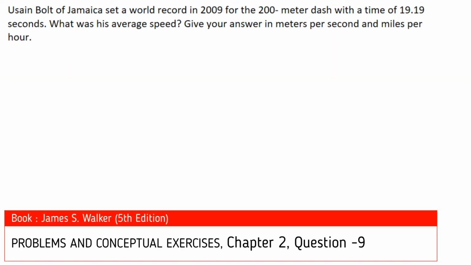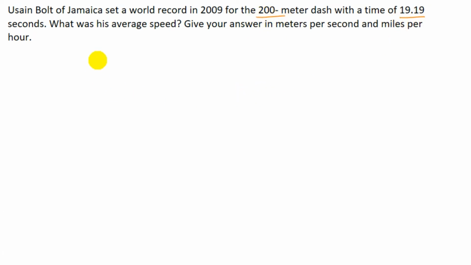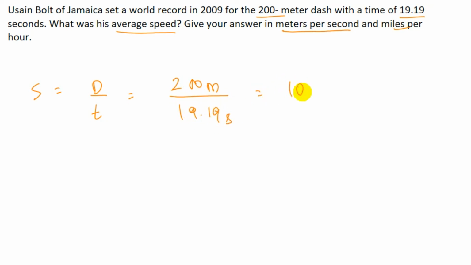Now here in this question we are given that Usain Bolt runs 200 meter in 19.19 seconds. We have to calculate the average speed, and we have to write the answer in meter per second and miles per hour. It's a very simple question. Average speed we know is distance traveled divided by the elapsed time. So distance we are given to be 200 meter, and time we have 19.19 seconds. So this would be 10.42 meter per second.